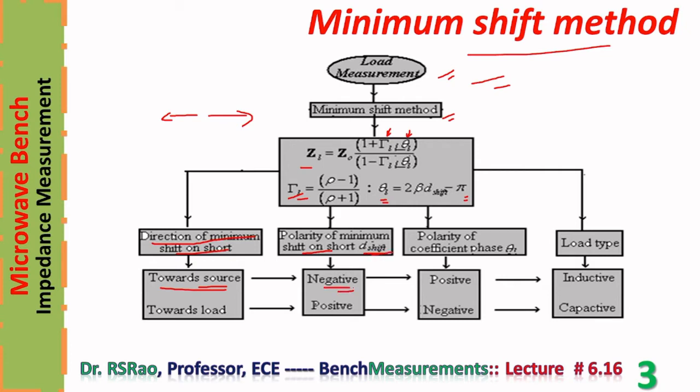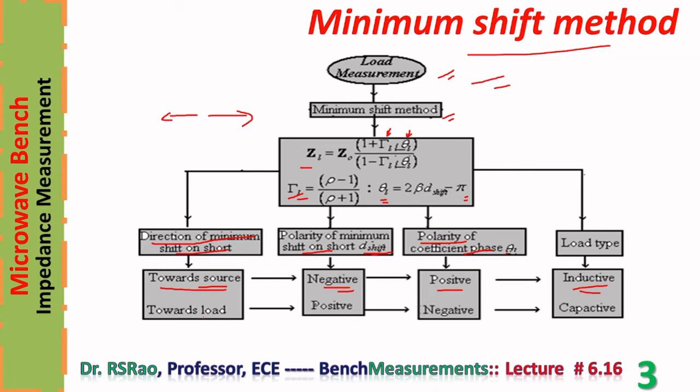Suppose a 2 mm shift is there, so D shift becomes minus 2. The polarity of the quotient phase theta L is positive. In such a case, the load type is inductive. When the load is inductive, the shift is towards the source. This is the conclusion one can reach when we understand all the aspects mentioned here.